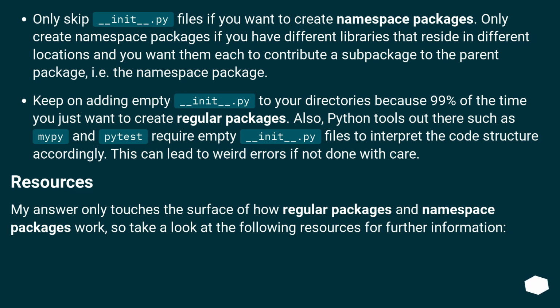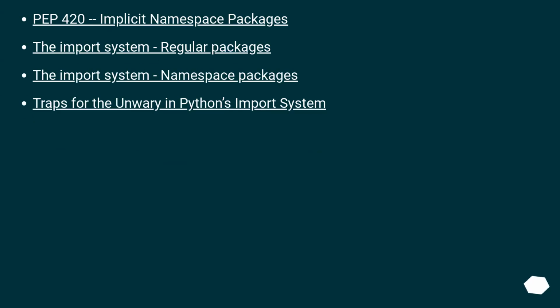Resources. My answer only touches the surface of how regular packages and namespace packages work, so take a look at the following resources for further information. PEP 420, Implicit Namespace Packages; the Import System, Regular Packages; the Import System, Namespace Packages; Traps for the Unwary in Python's Import System.